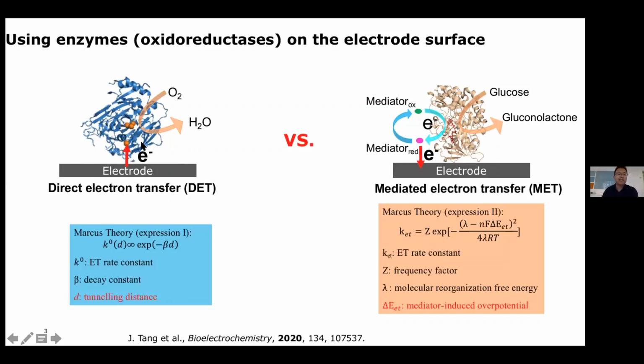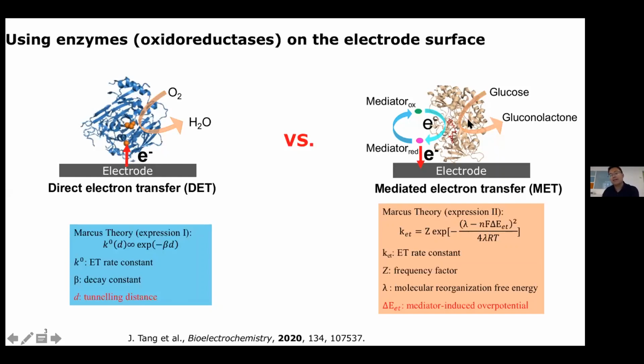This is the case if the redox center is close enough to the electrode, then you can record some direct electron transfer based electrochemistry. And Marcus theory will work in this case. And tunneling distance is typically very important. It means we have to orientate the enzyme in a correct position to make it closer to the electrode, to make it possible for the electron to tunnel.